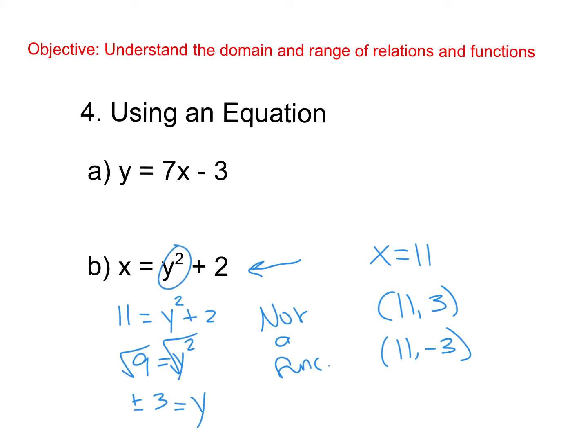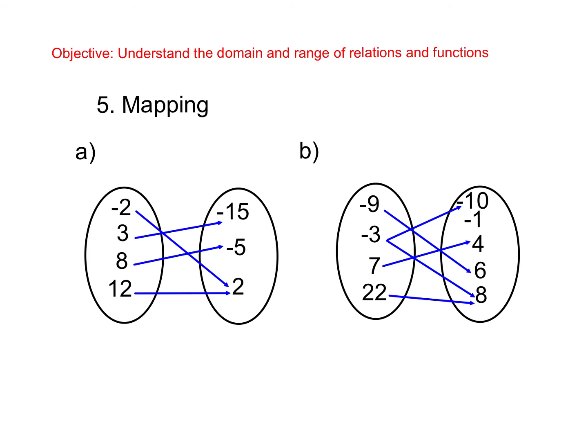Basically, anytime you see a y squared, y to the 4th, y to the 6th, it's not going to be a function. This is a line, so this is a function. We know about equations of lines. All right, and then the last one's a mapping. This isn't used so much in higher level math, but you should have seen these already.